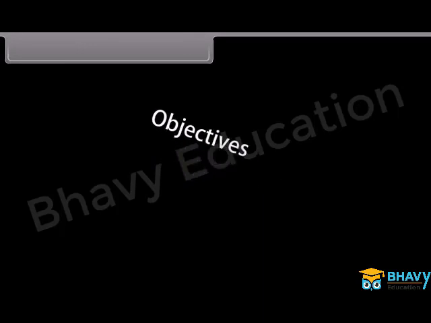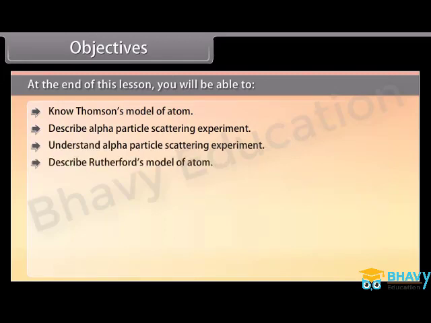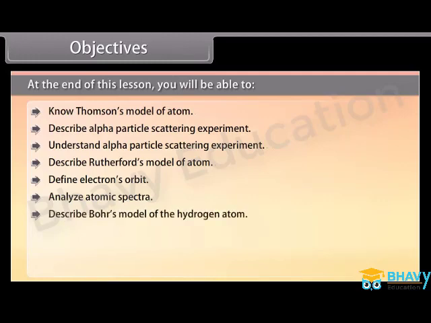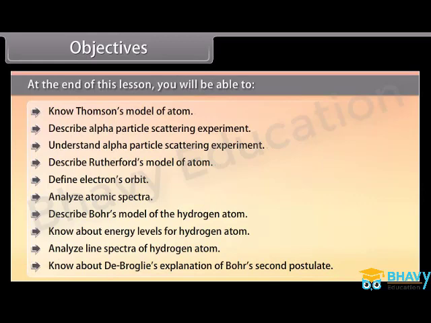Objectives. At the end of this lesson, you'll be able to know Thomson's model of atom, describe the alpha particle scattering experiment, understand the alpha particle scattering experiment, describe Rutherford's model of atom, define electron's orbit, analyze atomic spectra, describe Bohr model of the hydrogen atom, know about energy levels of hydrogen atom, analyze line spectra of hydrogen atom, know about de Broglie's explanation of Bohr's second postulate.